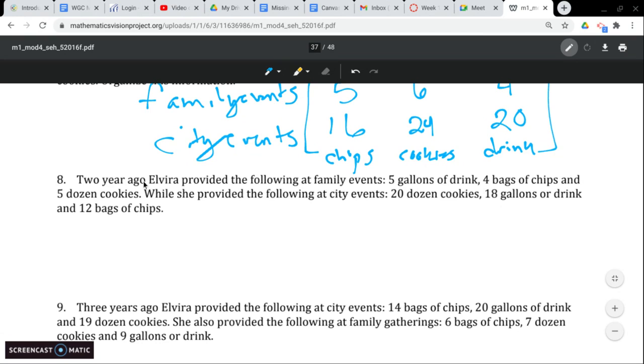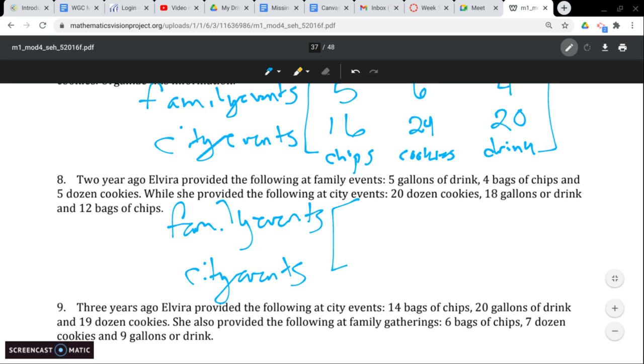All right. Two years ago, Elvira provided the following at family events: 5 gallons of drink, 4 bags of chips, and 5 dozen cookies, while she provided the following at city events: 20 dozen cookies, 18 gallons of drink, and 12 bags of chips. We're making a matrix. So we're going to have family, and we want to keep all of these matrices the exact same. So family events, city events, we're going to put chips, cookies, and drink.